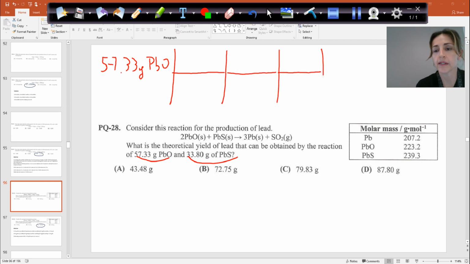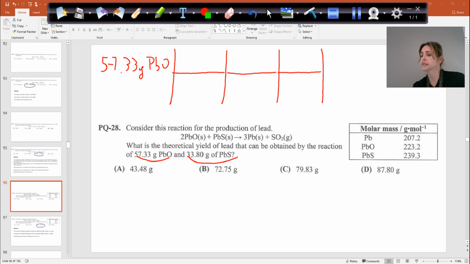We are going to need 3 conversion factors here because we're going from grams to grams. The first and the last conversion factors are going to be respectively grams to mole and mole to grams, and the middle one is going to be the mole to mole one, the one that we get from the balanced chemical equation. So what is the molar mass of PbO?